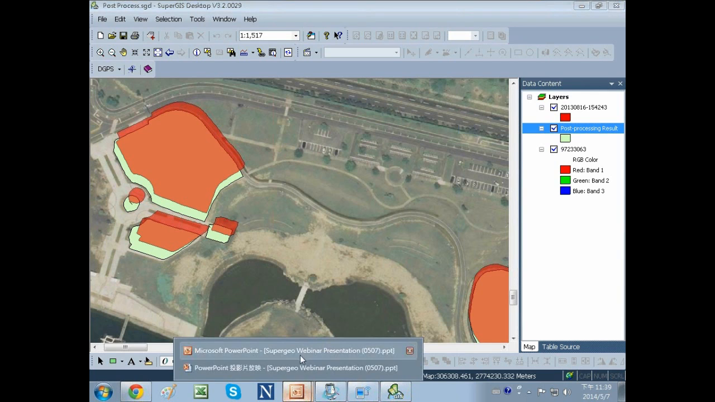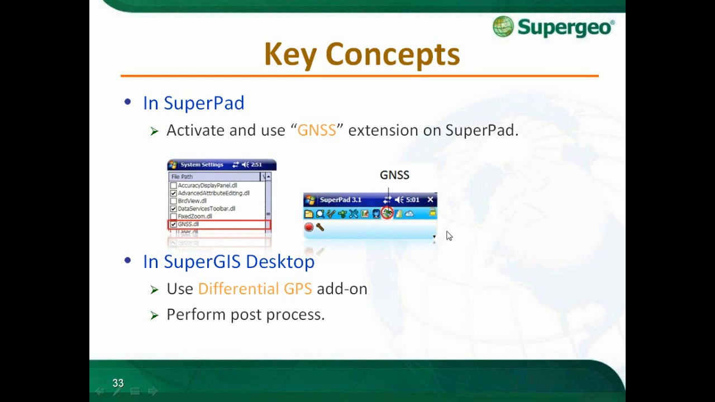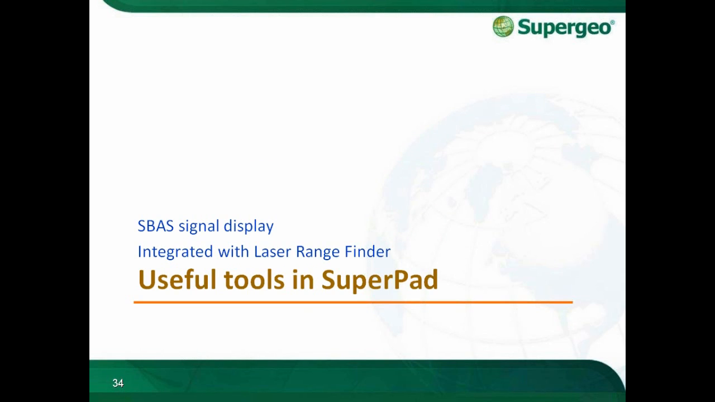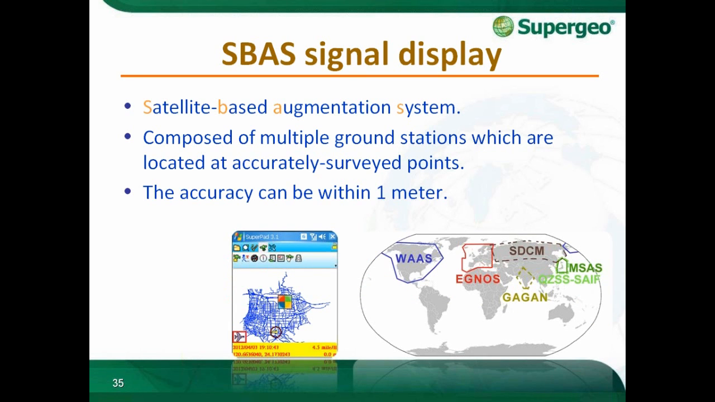Let's go back to our presentation. In this section, we introduced how to use the GNSS extension in the SuperPad, and how to use the differential GPS add-on to post-process the data to get a high accuracy result. And for the last section, we are going to introduce two useful tools in the SuperPad to help facilitate your fieldwork. The first one is the SBAS signal display, which is short for satellite-based augmentation system.